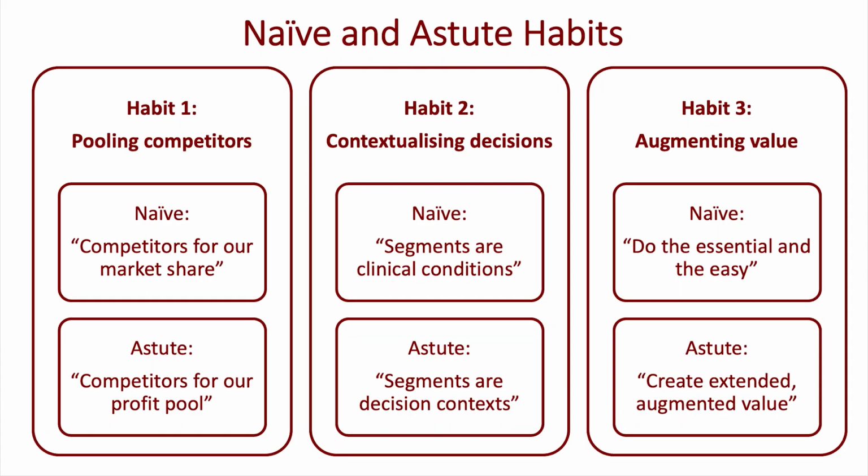In my research, I've found a few exemplary companies, the ones that I call the astute globalizers, who pay attention to these three neglected factors by developing three new habits for competitive analysis, for market segmentation, and for value proposition design. This figure summarises the differences between astute and naive companies, and in the next three sections I'm going to describe these three important habits and explain how they enable more effective glocalization.